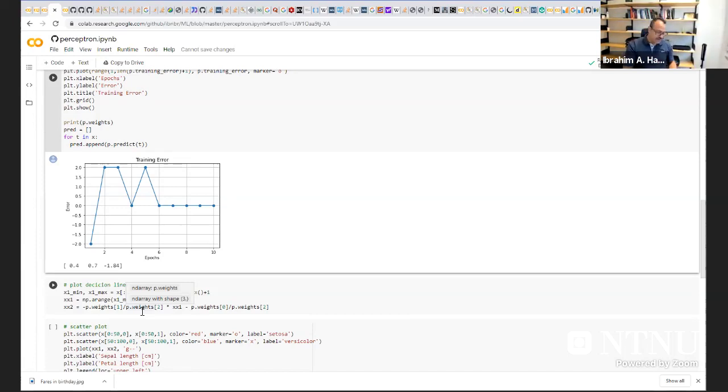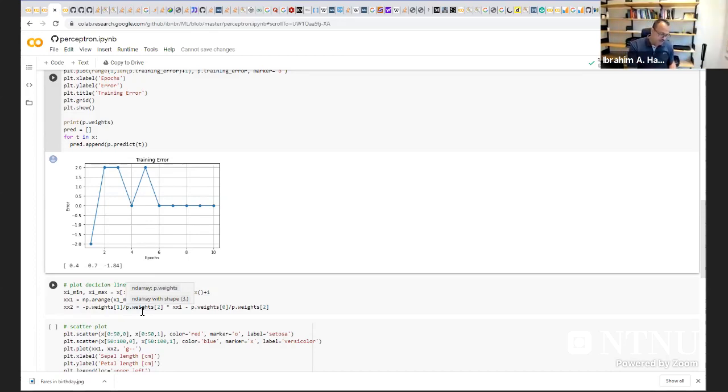And the equation of the line is 0.7 x1 minus 1.84 x2 plus 0.4 equals 0. So this is the equation of the decision line. Do you see it? I want to plot my decision line.